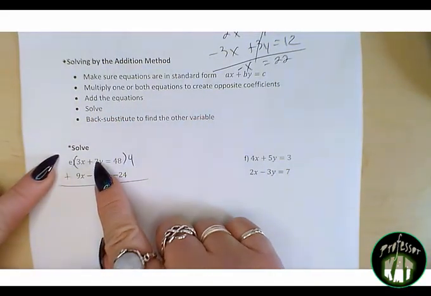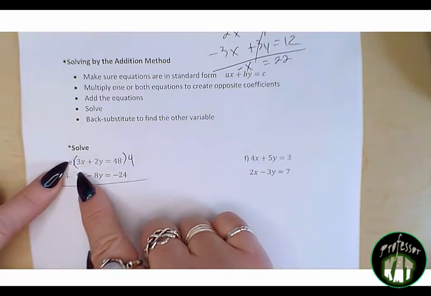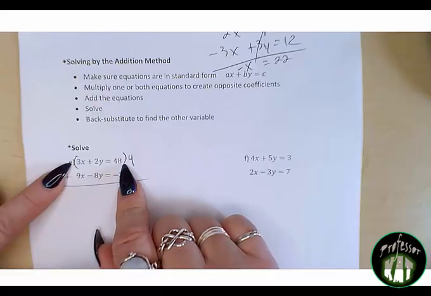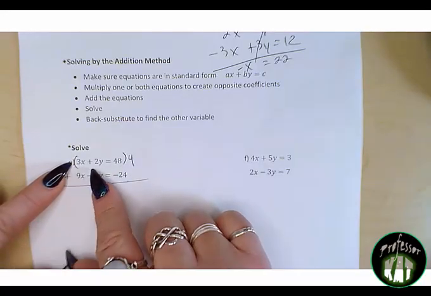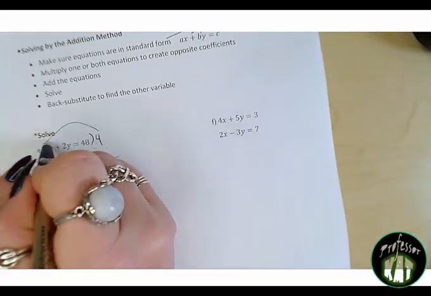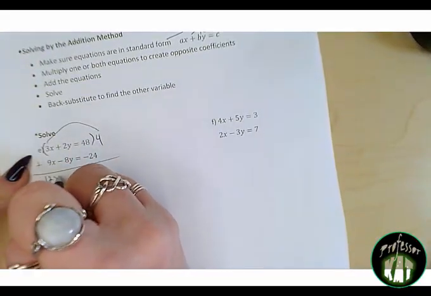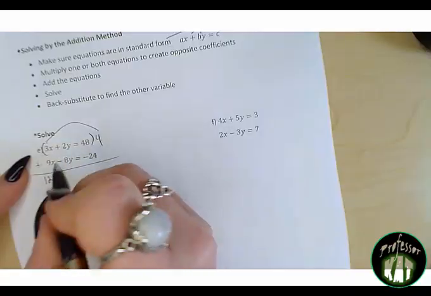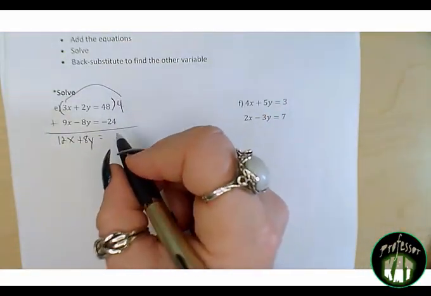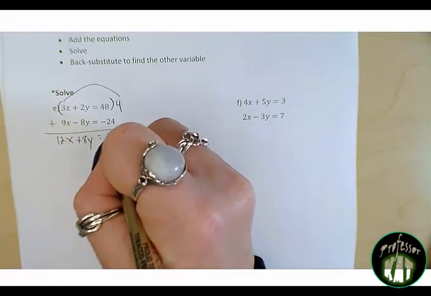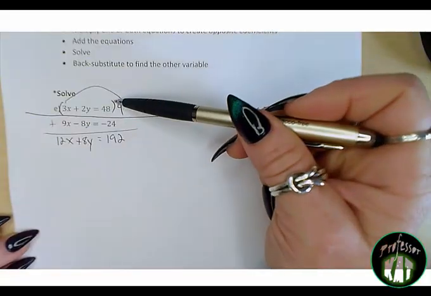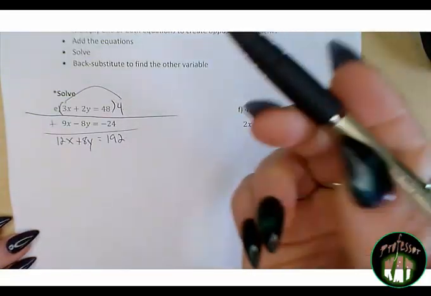But I can't just multiply one term by a 4. If I want to change this one term, I need to multiply the whole equation. So I'm going to multiply the whole top equation by 4. So let's distribute that. 4 times 3x is 12x. 4 times 2y is 8y. 4 times 48 is 192. Now, since I multiplied that top equation, I brought it down over here.